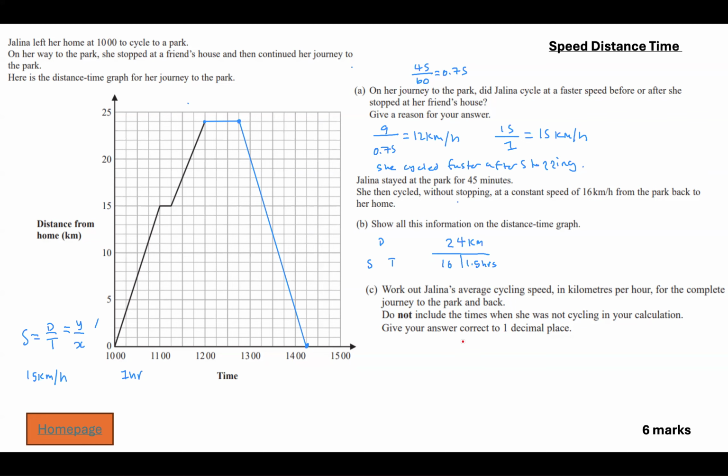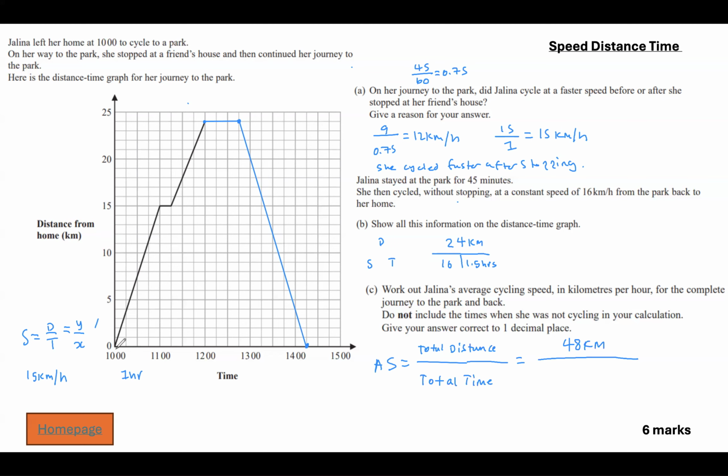So the average speed is going to be the total distance over the total time. So the total distance, well, she went 24 kilometers to the park and then 24 kilometers back. So that's going to be 48 kilometers. Now the time taken, so we're not including the bits when she was stationary.